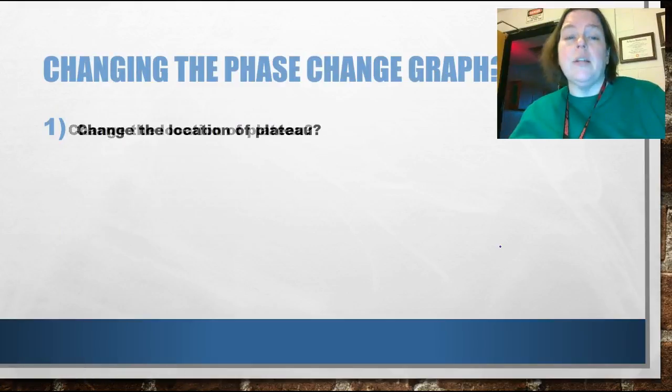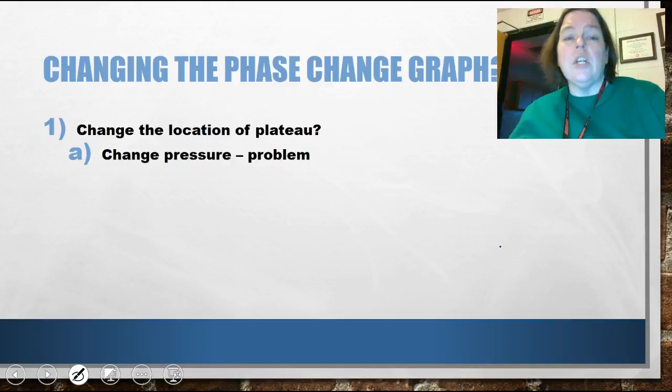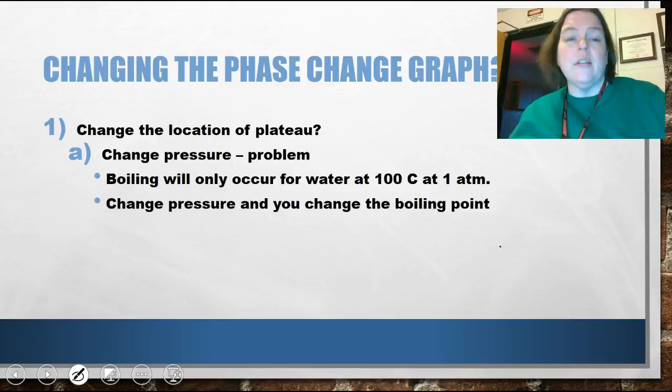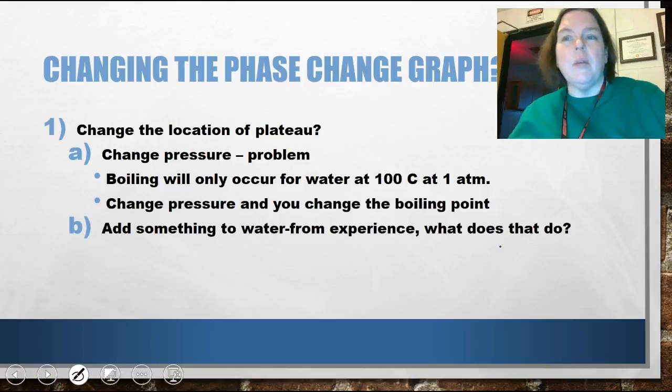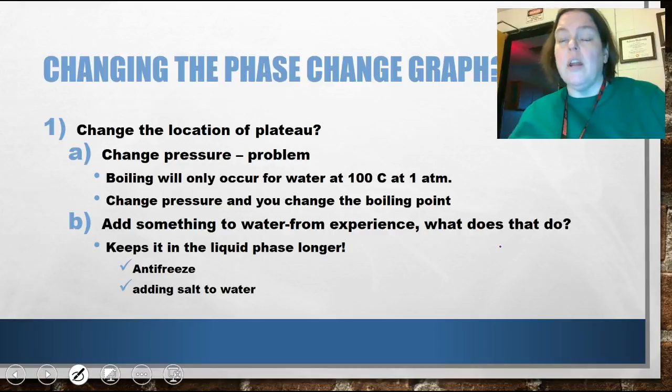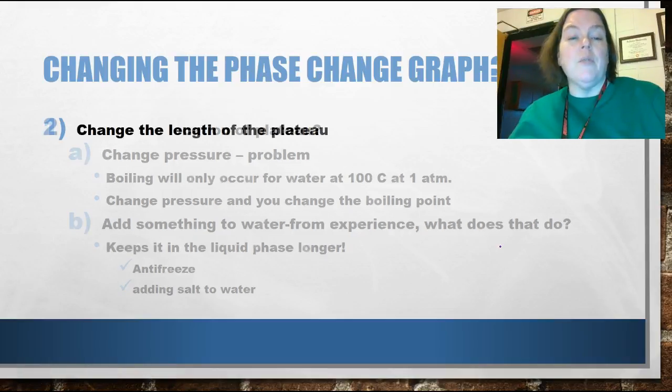How can we change the location of the plateau? Very simply, we can change the pressure. If we change the pressure, we change where water boils and does other things. It only boils at 1 atmosphere at 100 degrees Celsius. So if we change the pressure, we change the boiling point. That's what happens in Denver, because we've changed the pressure. The boiling point is actually lower. We can also add something to the water. If we add salt to the water, we basically keep it in liquid phase longer, like antifreeze or adding salt to water in the wintertime helps keep things from freezing up.